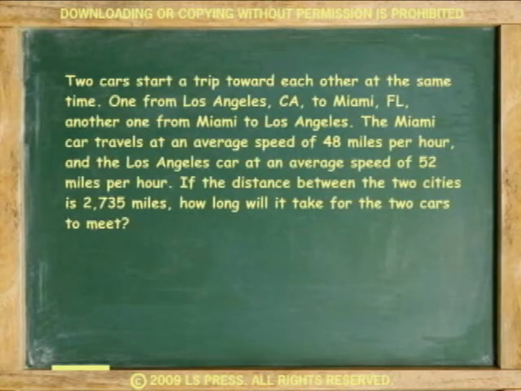Another example. Two cars start a trip towards each other at the same time. One from Los Angeles, California to Miami, Florida. Another one from Miami to Los Angeles. The Miami car travels at an average speed of 48 miles per hour, and the Los Angeles car at an average speed of 52 miles per hour. If the distance between the two cities is 2,735 miles, how long will it take for the two cars to meet?